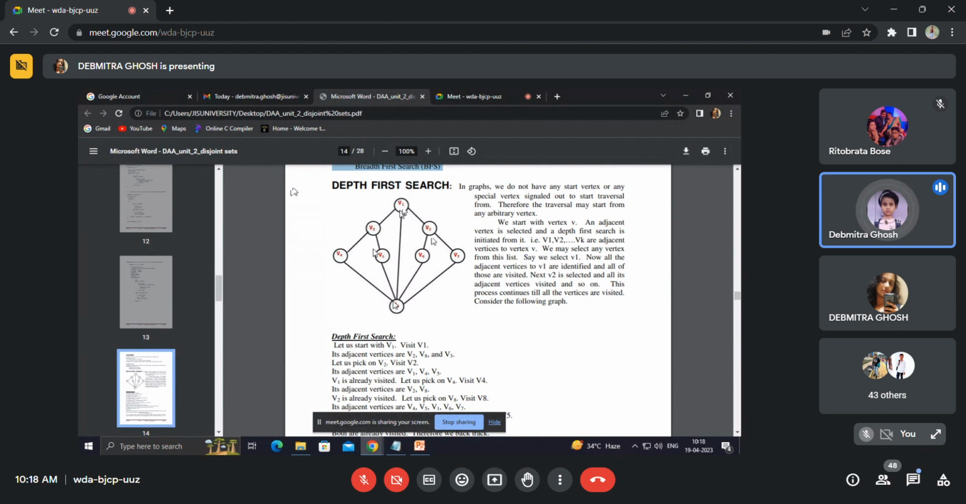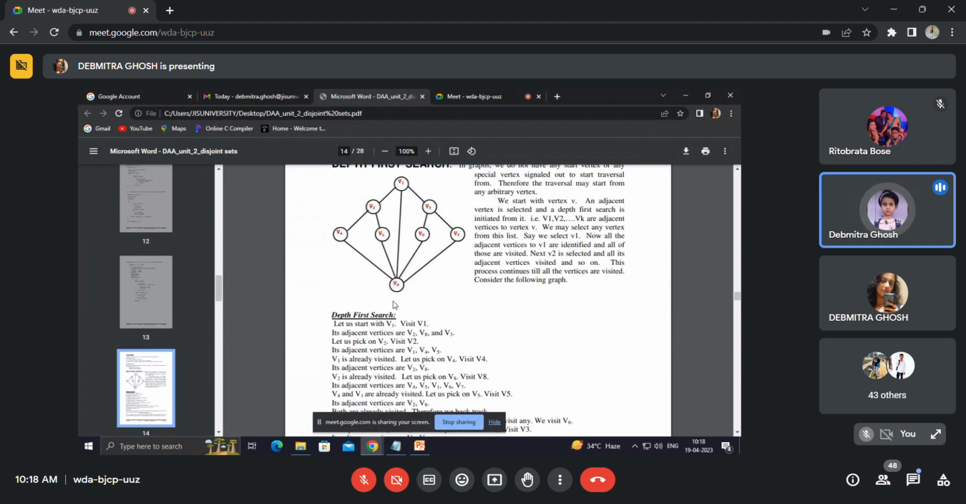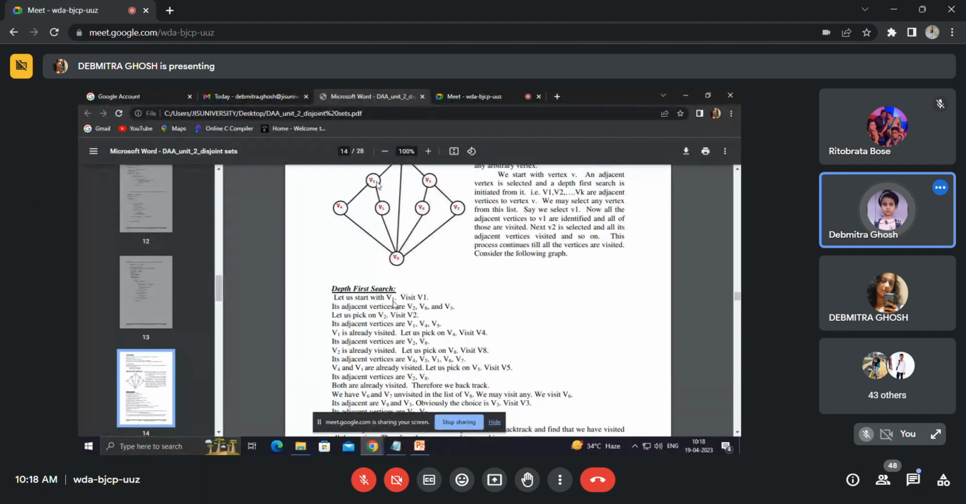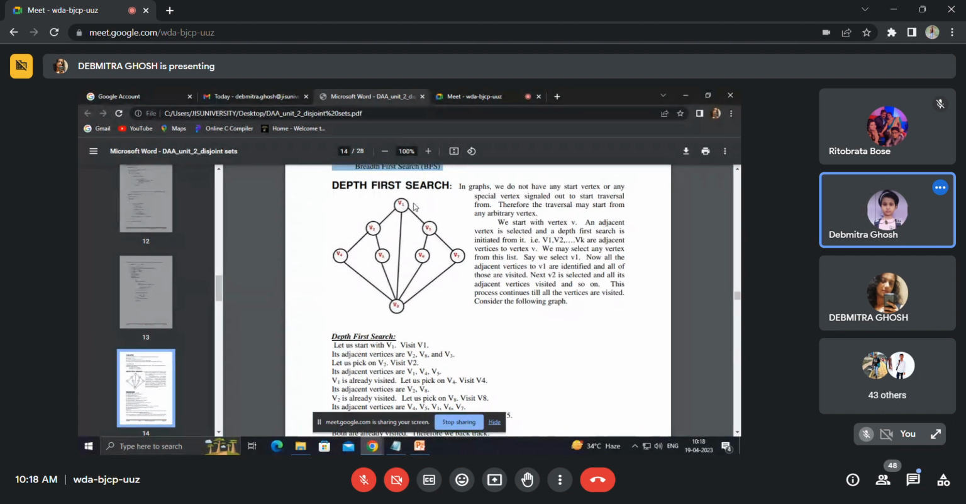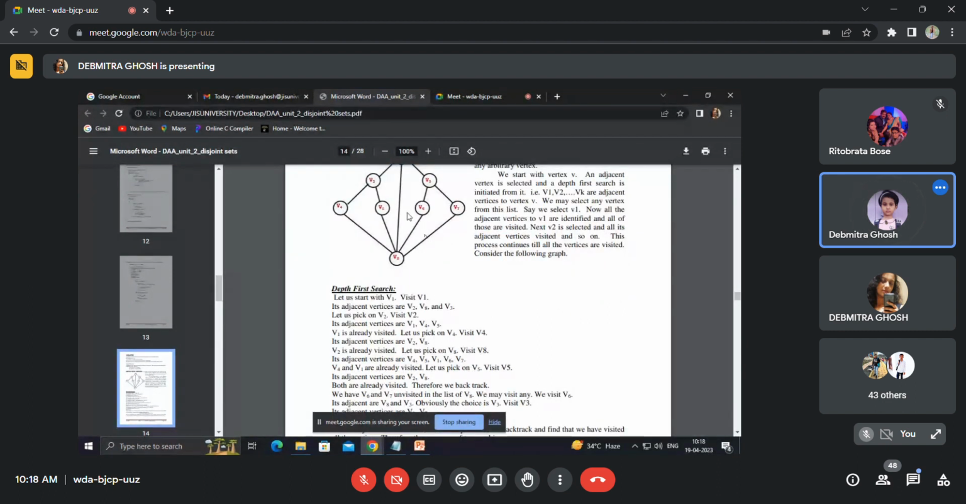Next, which node will we take? We will take V2. From V2, how many vertices do we get? V1. Also, we will get V4 and V5. Then if we consider V3, then we consider V4. Where is V4? V4 is here. From V4, how many vertices will we get? V2 and V8.